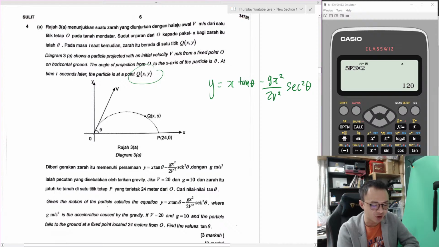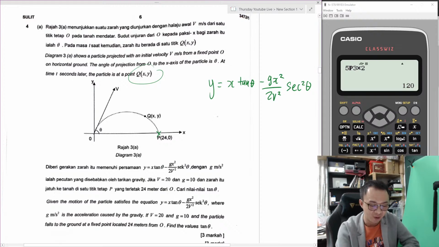So given that the motion of the particle satisfies this equation, where g is the acceleration caused by gravity, when v is 20, g is 10, and the particle falls on the ground at a fixed point 24 meters from O. So you have a coordinate. So eventually the particle is going to fall here. So what I want to do is I will just assume at the point P itself, I will still have the constant velocity and the gravity.